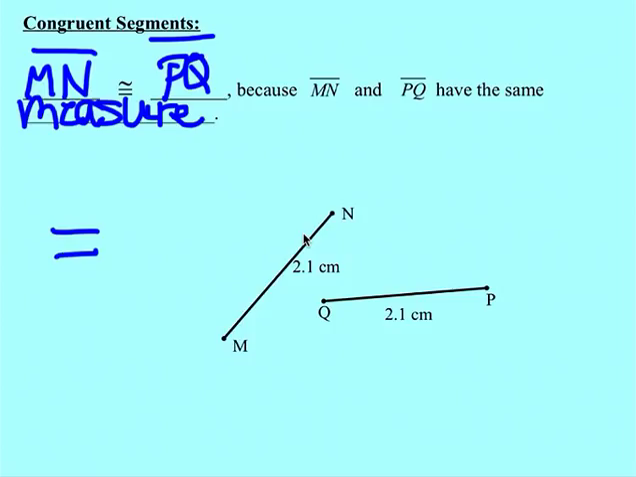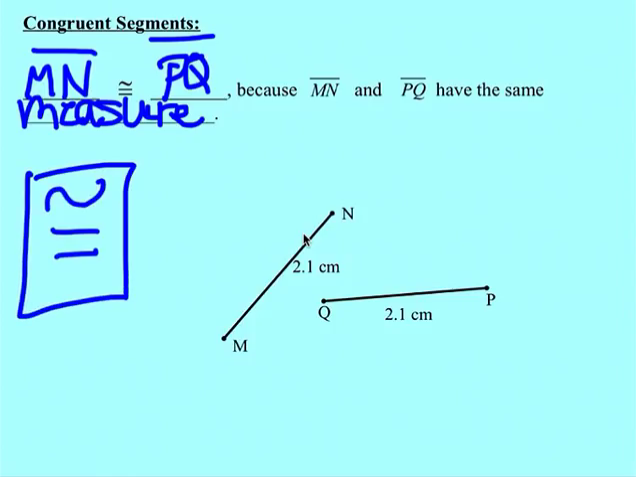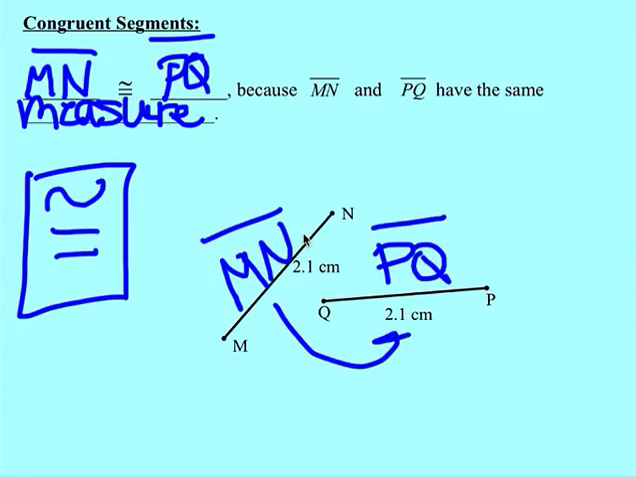This right here is your congruent symbol. It's an equal sign with a little squiggly on it. In geometry, that means congruent. That means their lengths or their measures are the same. So this here is MN, and this here is PQ. We know that they're equal to each other because they're both 2.1. Something I want you to notice is that segments can be congruent, and that means that their lengths are equal.